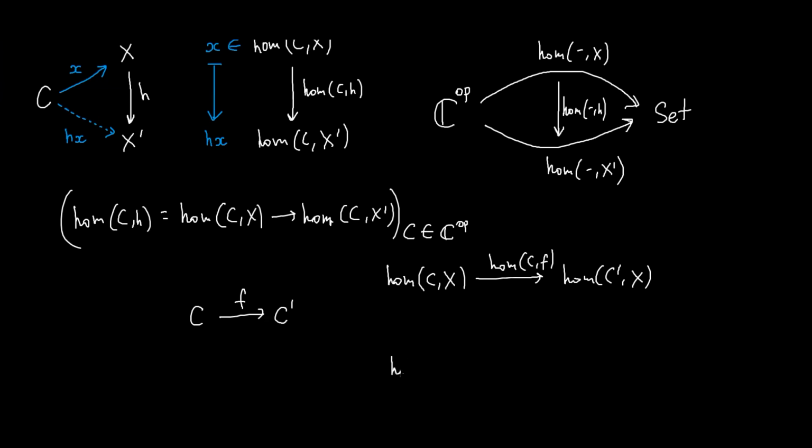I can also evaluate the second functor at that same morphism. So it will be going from Hom CX prime to Hom... sorry, I made a mistake there. This should have been Hom FX. And here we'll have Fx prime.